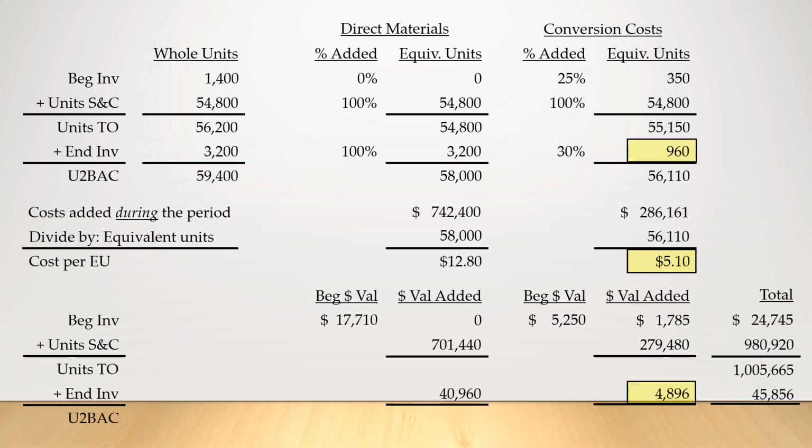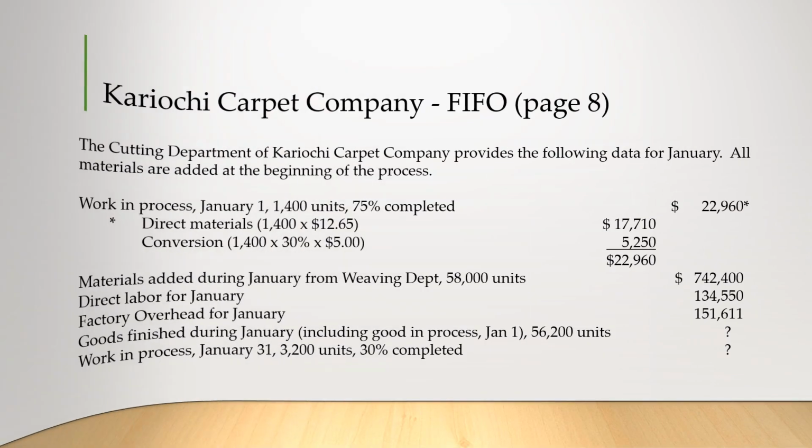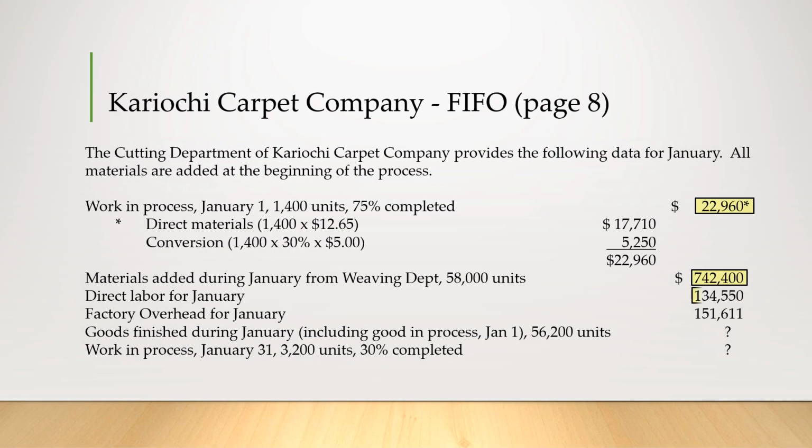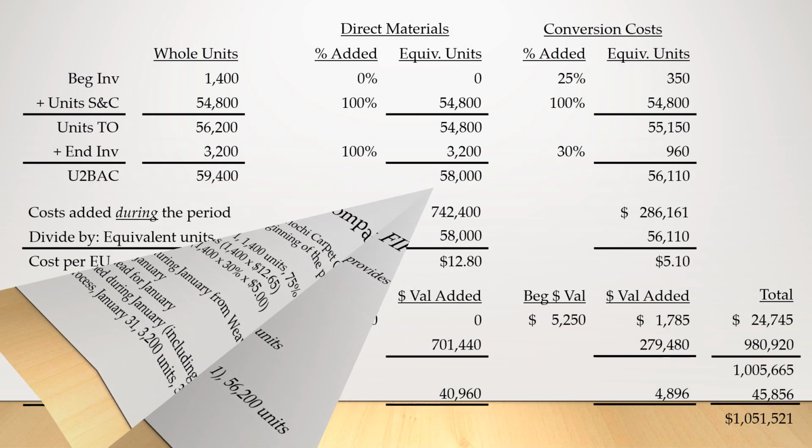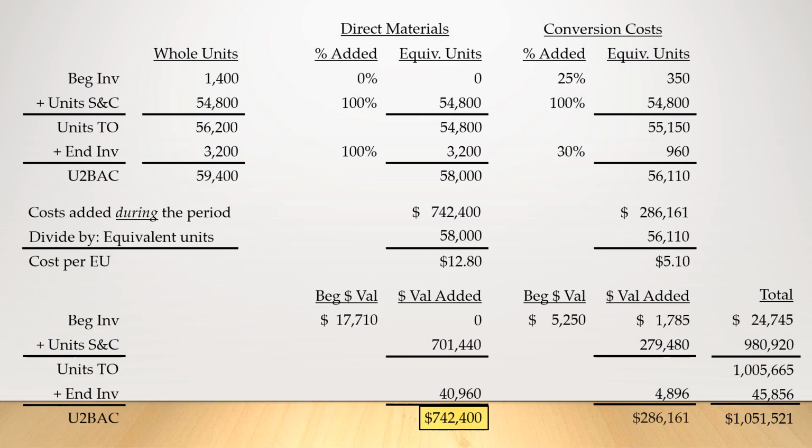Total cost assigned equals $1,051,521. This amount ties to the sum of all our costs and our problem information. You can also verify that the total costs incurred in the period reconcile with the sum of your direct materials and conversion cost columns. These costs are also present in your cost per EU calculations.